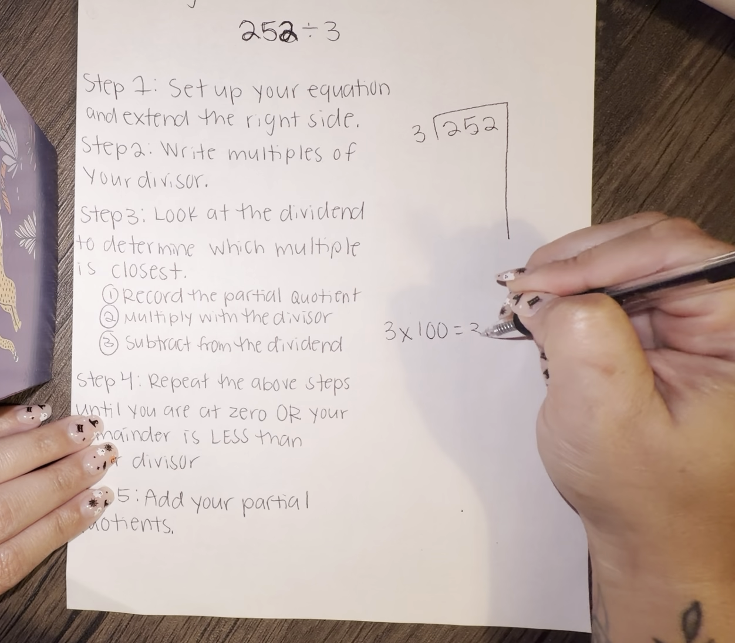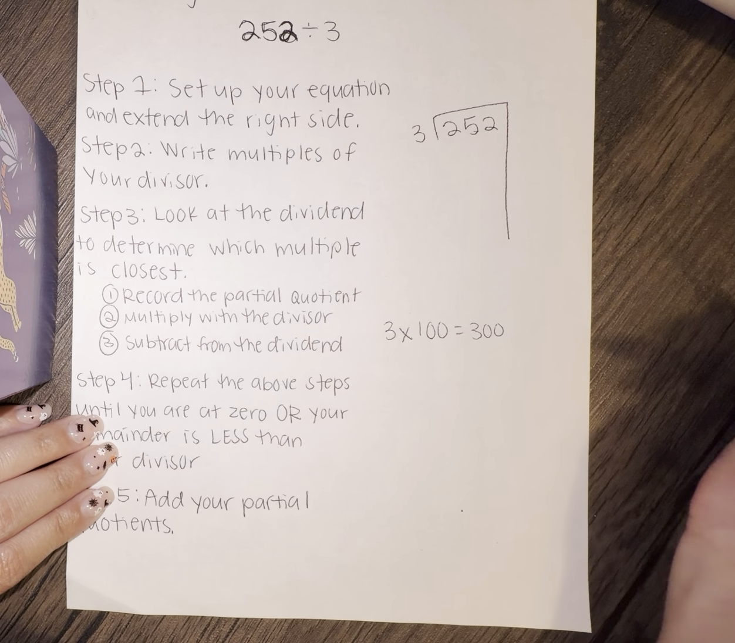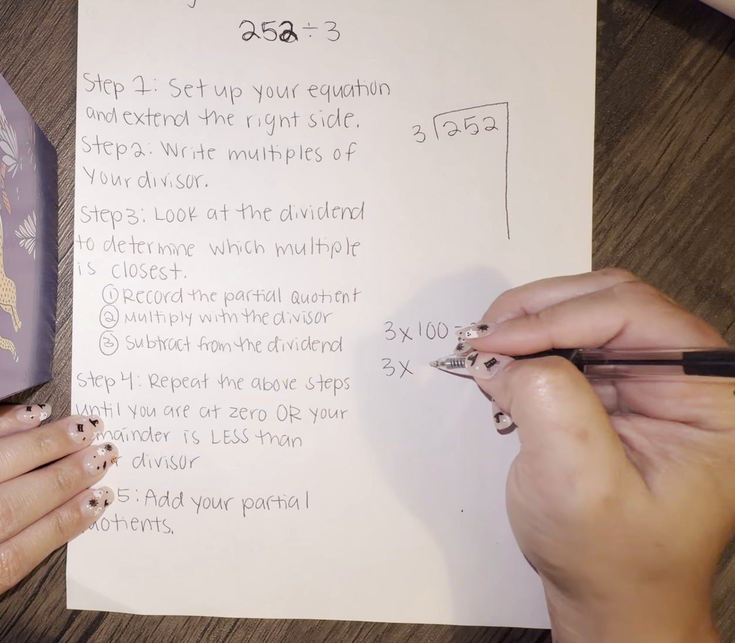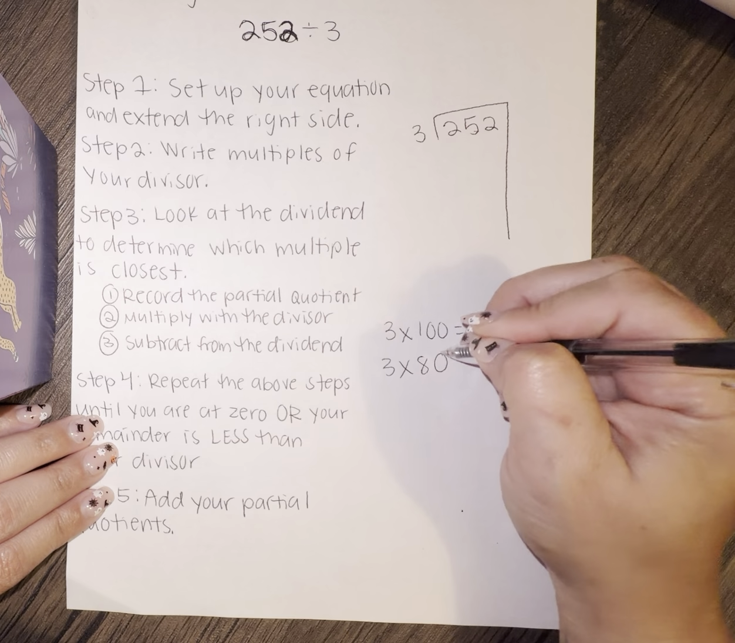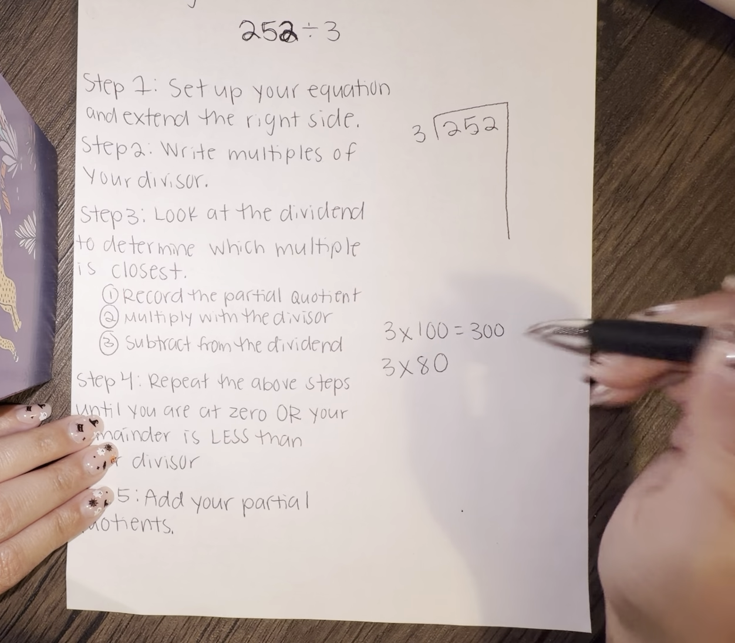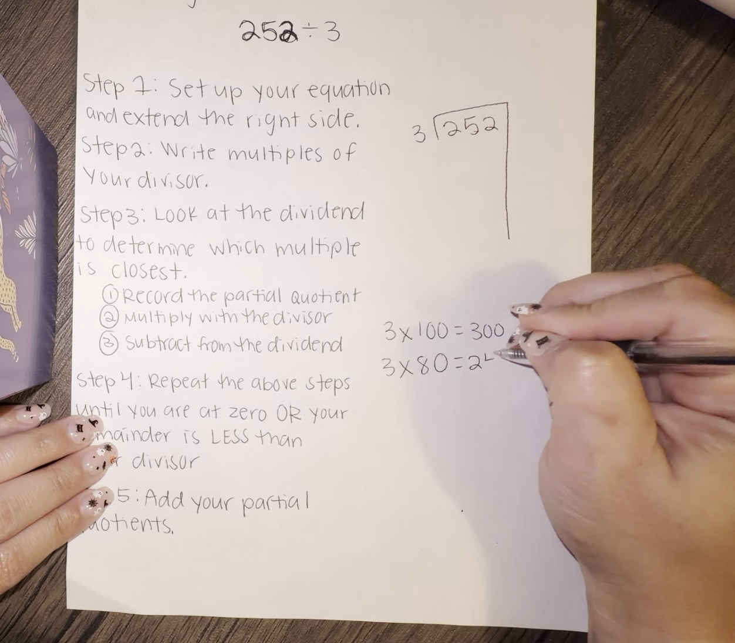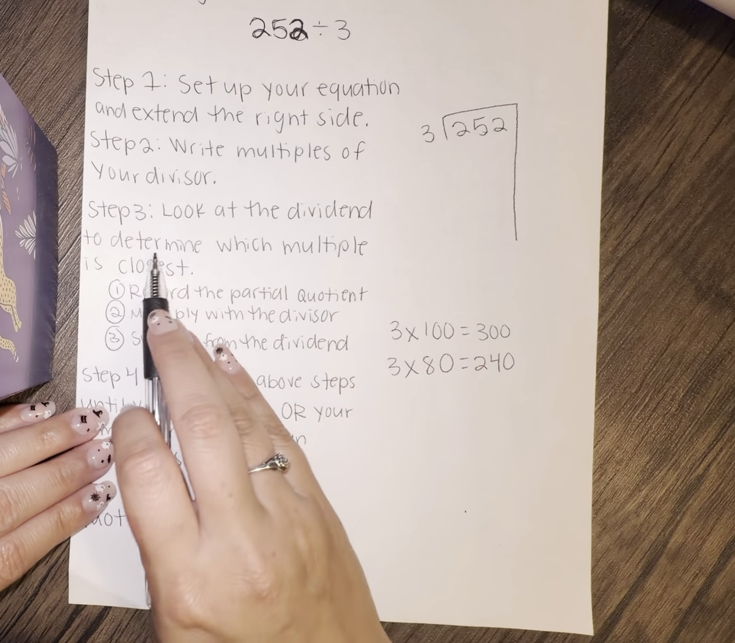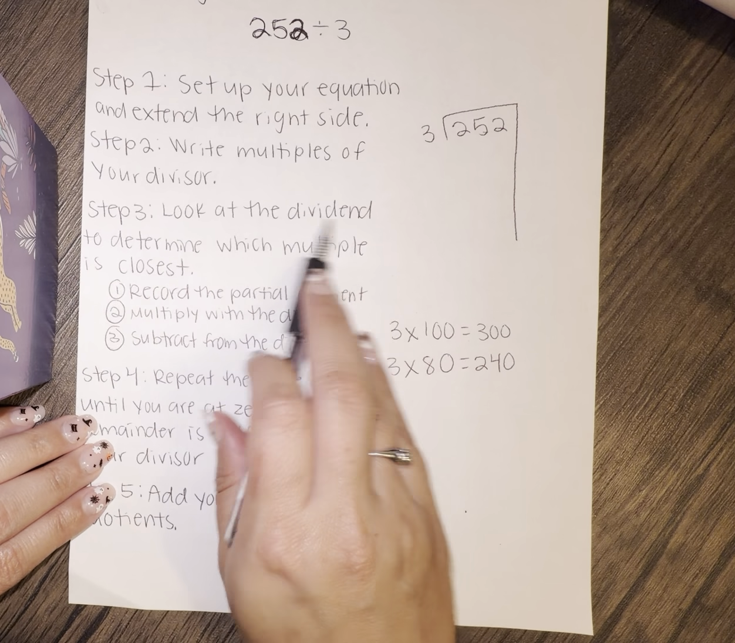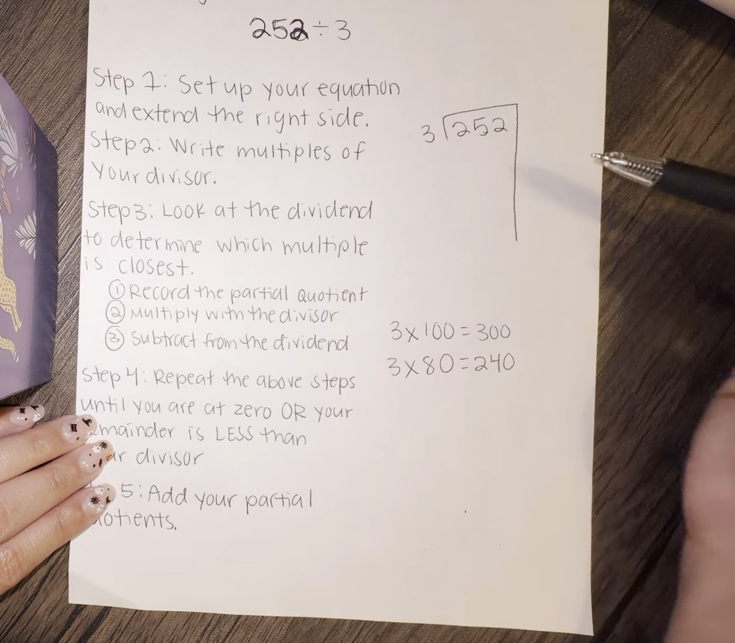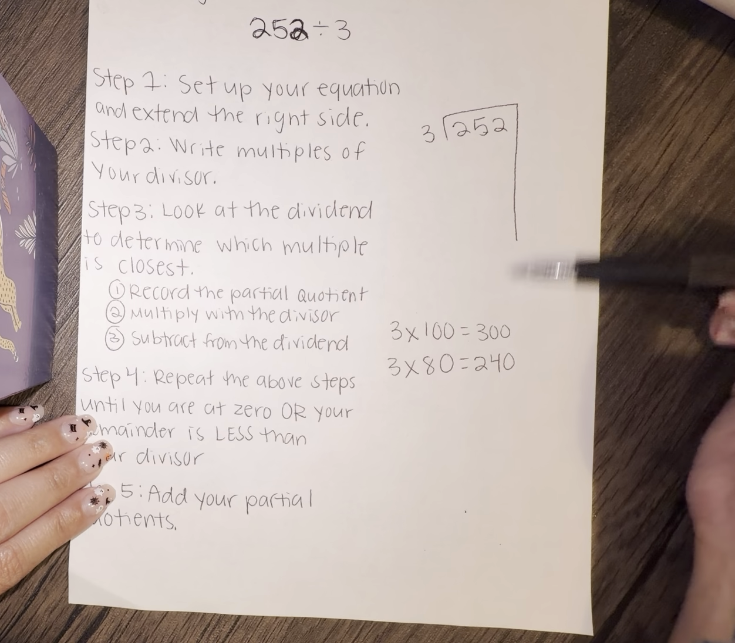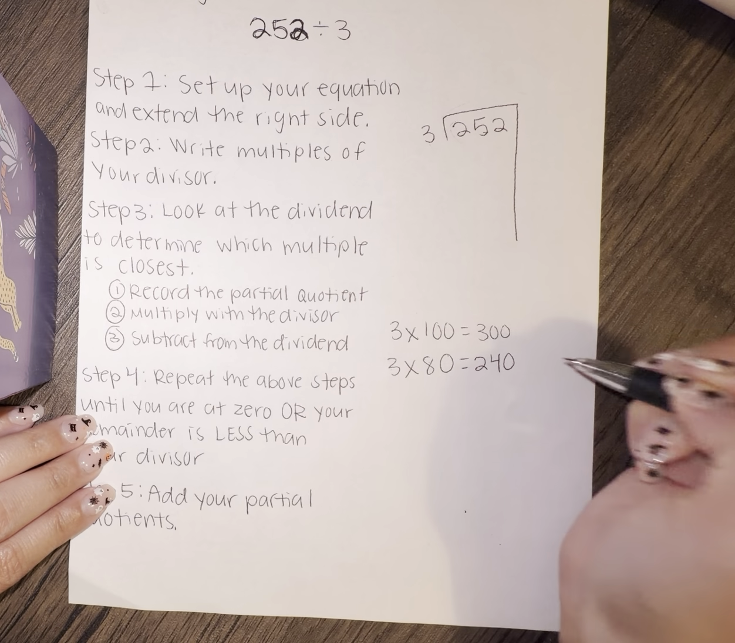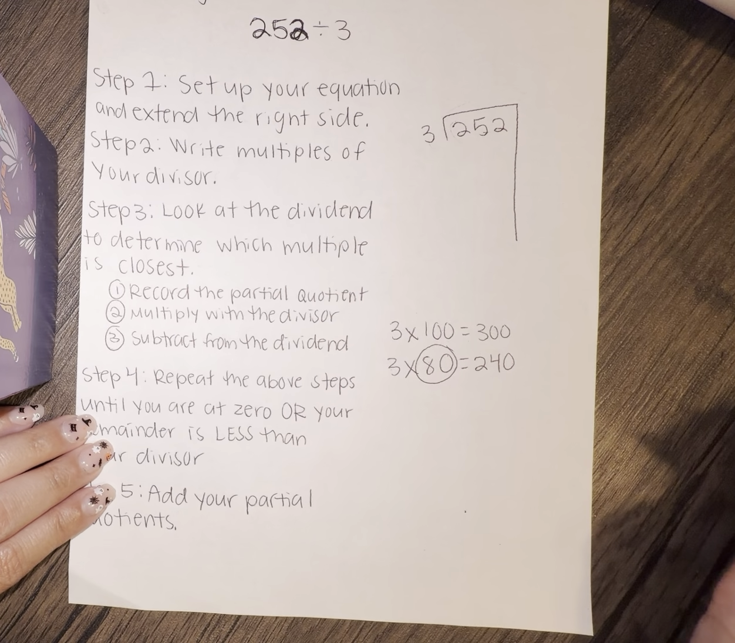We get 300. That one's too small. Let's do 3 times 80. 3 times 8 is 24, add a 0 on the end. Ooh, that's really close, right? All right, now, step 3, let's look at our dividend to determine which multiple is closest. So we did 180. 300 got us too much. So we went down to, and we got 240. So let's circle our multiple of 80.